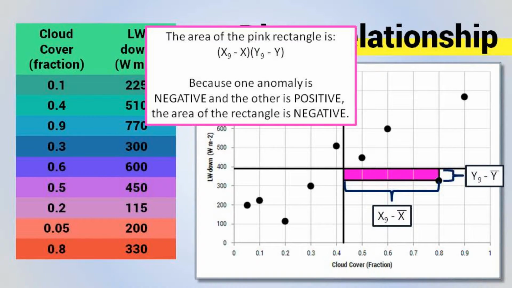And the area of that little pink rectangle is x9 minus x bar, I apologize, a bar seems to be missing on the slide, times the quantity y9 minus y bar. Now, x9 minus x bar is a positive anomaly. We're to the right of the x bar. But y9 minus y bar is a negative number because we are below that y bar. So one anomaly was positive and the other anomaly was negative. So the product of those two anomalies is actually a negative number. That little area of that pink box is actually a negative area.